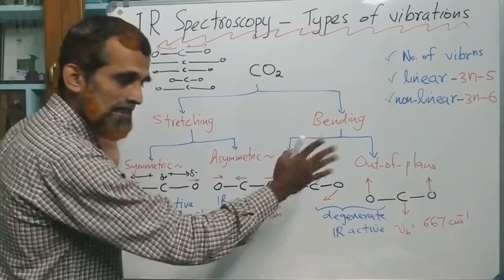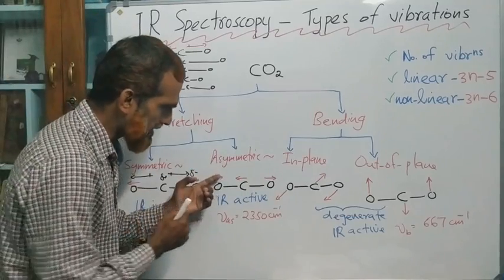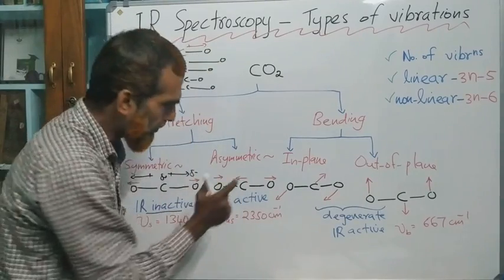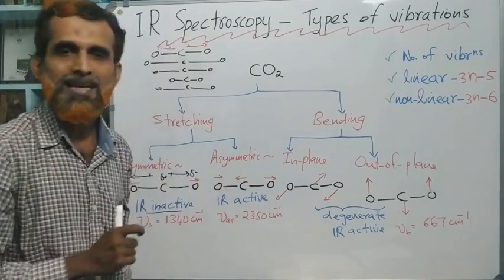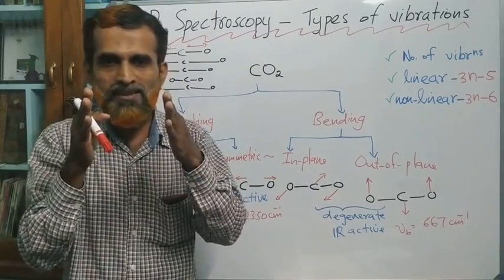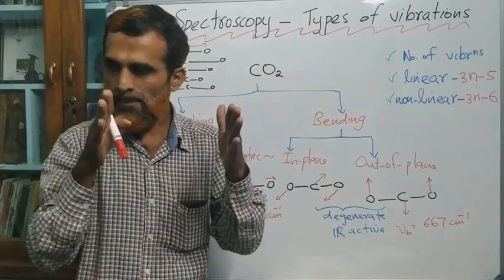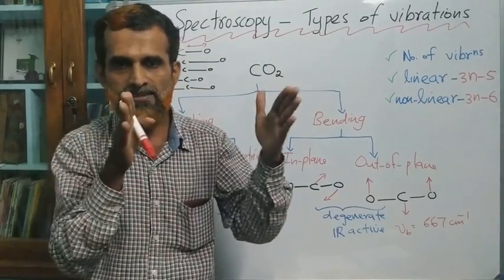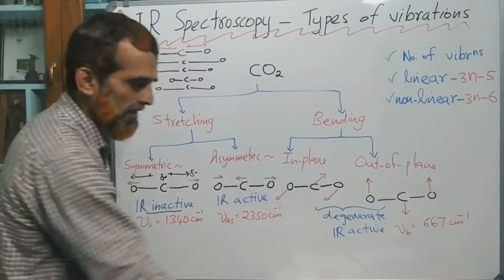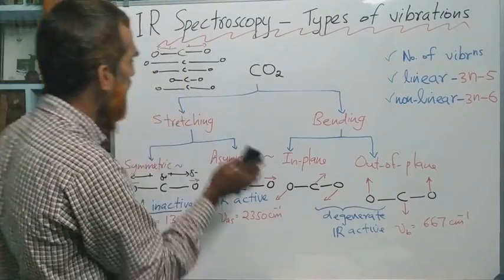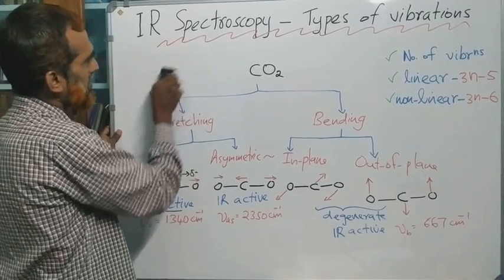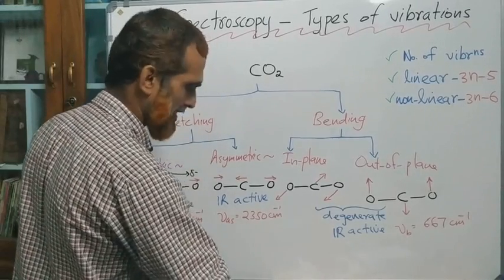What is asymmetric stretching? You can see this bond is elongated, this bond is contracted. So when one bond is elongated, the other bond is contracted. In the next step, this is elongated, this is contracted. So it goes like this. Okay, what about this vibration? During this vibration, there will be a change in dipole moment, of course, and it is IR active, right? So this is IR active.